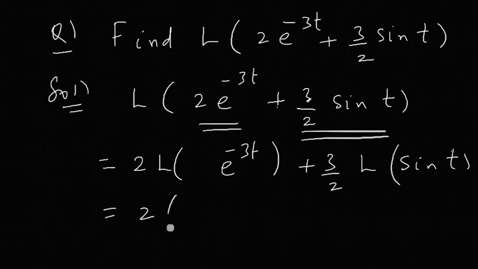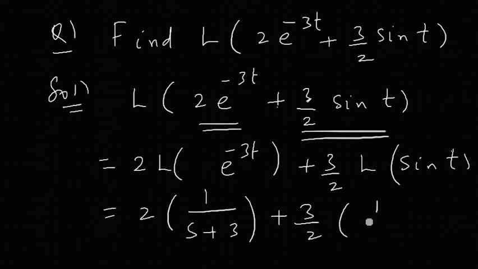So 2 into the value of L of e to the power of minus 3t, that is 1 by s minus of minus 3, that becomes s plus 3, plus 3 by 2 into L of sine t. Comparing with sine at, the a value is 1. So it will be 1 by s square plus 1 square, that is finally s square plus 1.